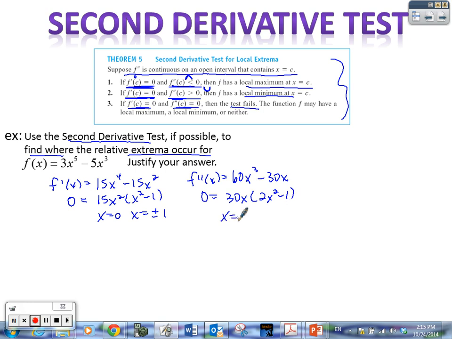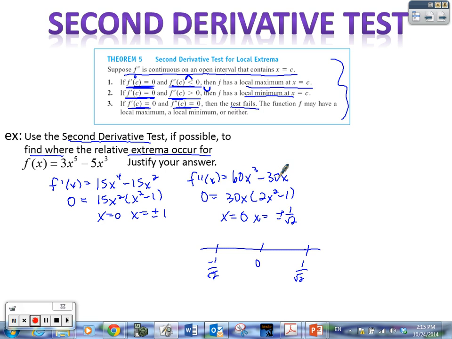And our locations of zeros for the second derivative are 0 and plus or minus 1 over root 2. Now, I prefer doing a sign chart here. I had a question earlier today. Can we simply substitute these values into the second derivative? And the answer to that is yes. Sure, you don't have to do a sign chart. You can just take these values and substitute them into the second derivative and determine what signs they have.